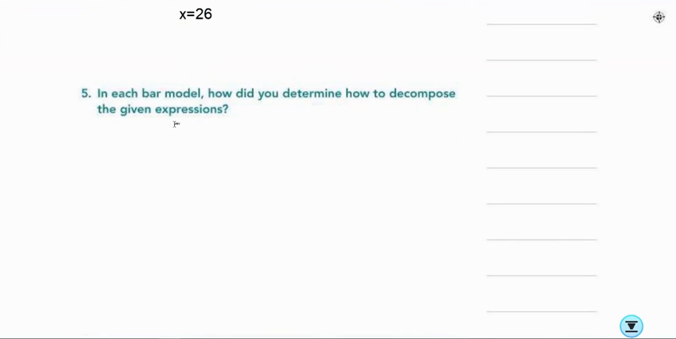In question 5, it says, in each bar model, how did you determine how to decompose the given expressions? And basically, we just subtracted the whole minus the part is equal to the other part.